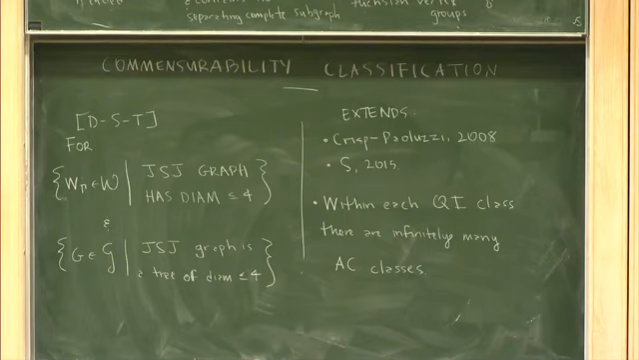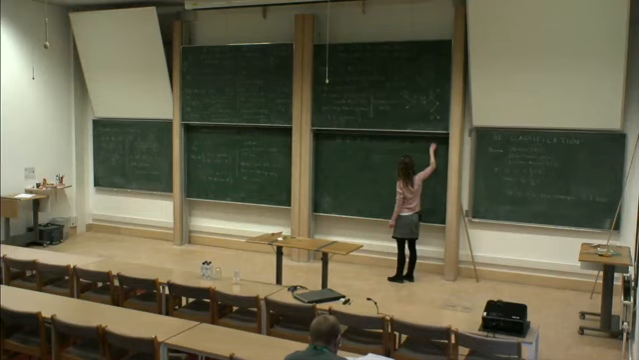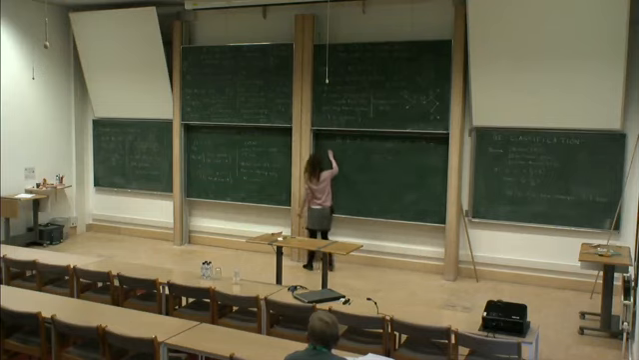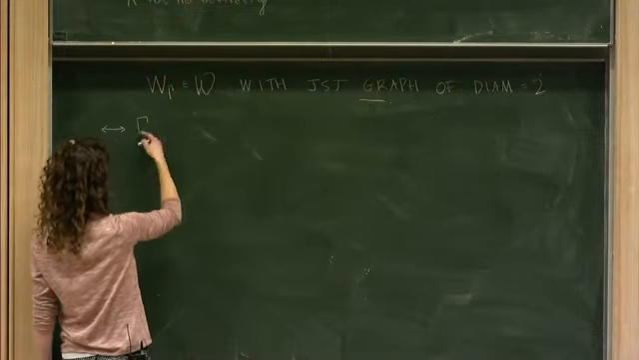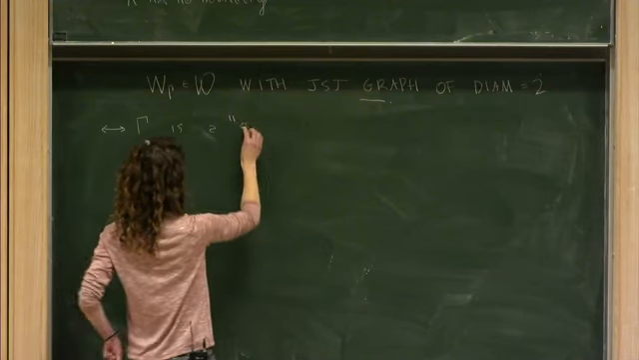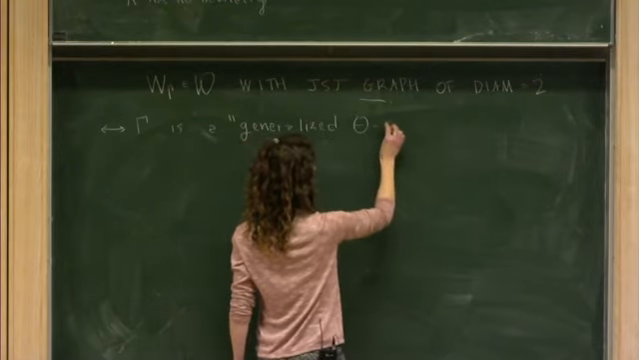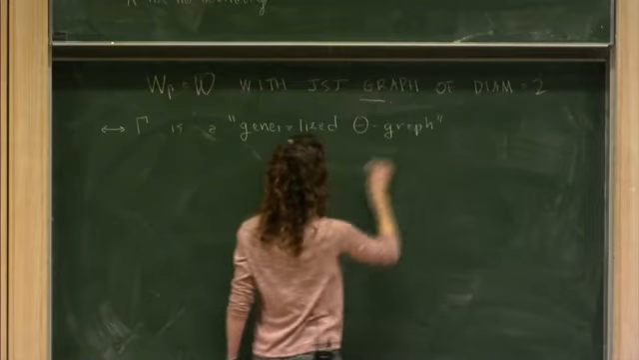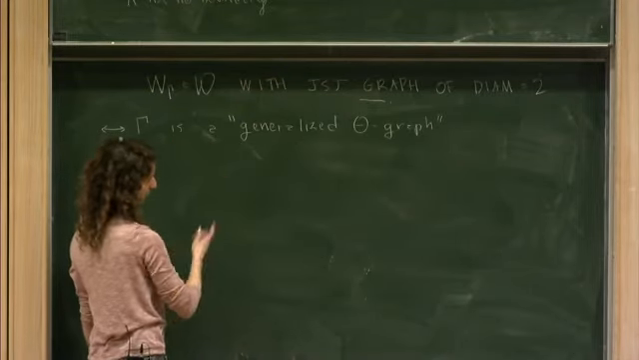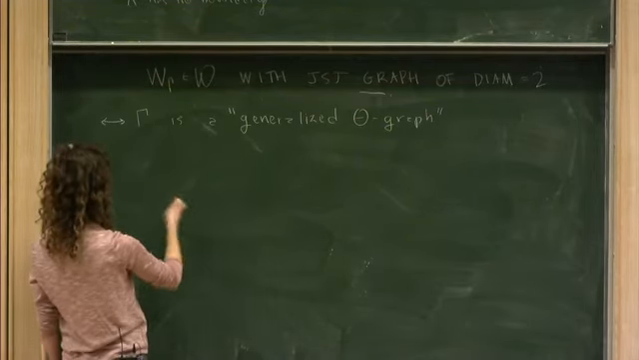So I'll start by describing the commensurability classification for the right angle Coxeter groups in this class with JSJ graph of diameter equal to 2. These are exactly the groups for which the graph gamma is what we call a generalized theta graph. So this graph is a theta graph with two vertices and 3 edges connecting them.